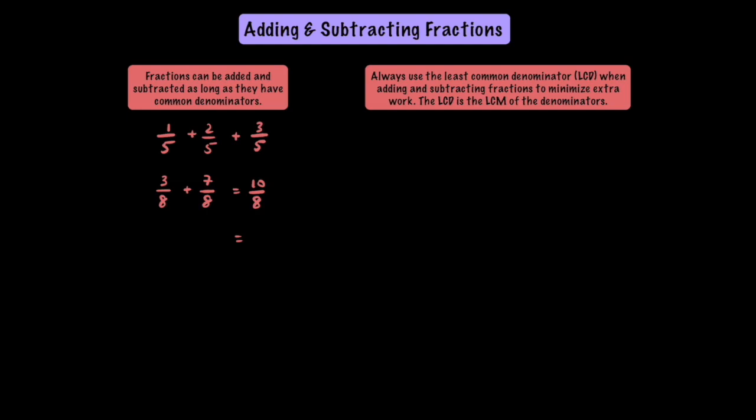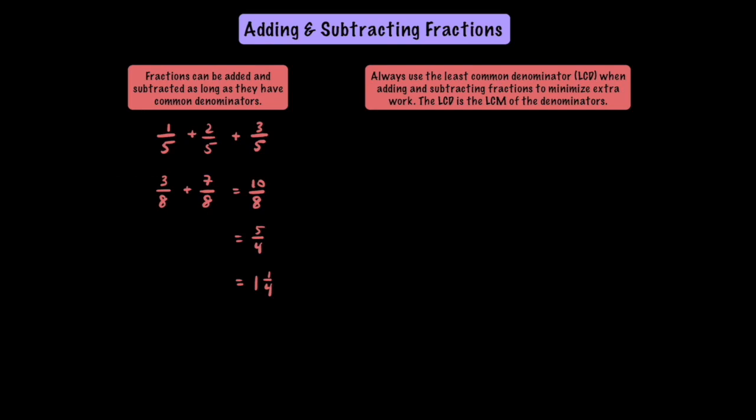Since their GCF is 2, we can divide them both by 2 to get 5/4. At this point, you have to see what makes more sense, to keep your answer as an improper fraction or change it into a mixed number. 5/4 is equivalent to 1 and 1/4. In both of these examples, the denominators were the same.